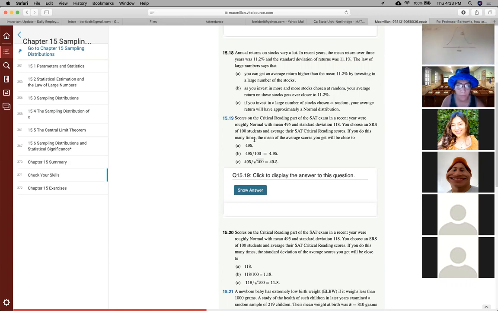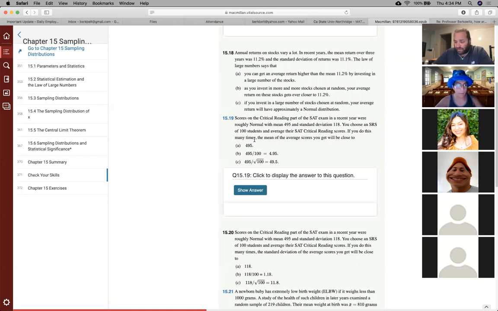So if I was going to label everything in a picture, I would make a normal curve. I would have the mean 495, and I would have the distance between the mean and the inflection point be 118, so that one deviation out is 613. Now, you choose a simple random sample of 100 students, and you take the average of their scores.